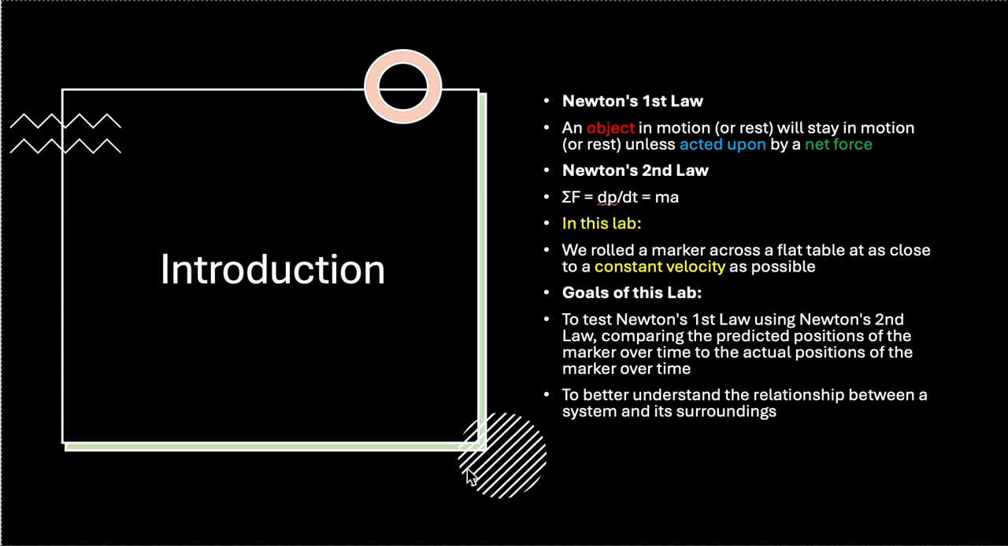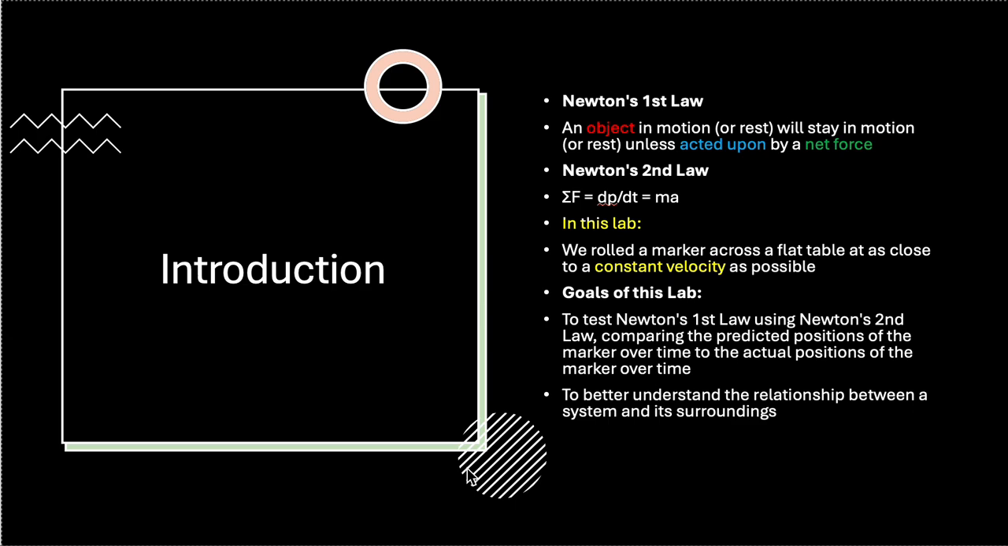So, in this lab, we used Newton's first law and Newton's second law mainly. Newton's first law states that an object in motion or at rest will stay in motion or at rest unless acted upon by a net force. And Newton's second law is just saying the net force, or the sum of the forces, is equal to the derivative of the momentum with respect to time, which is the same as mass times acceleration.